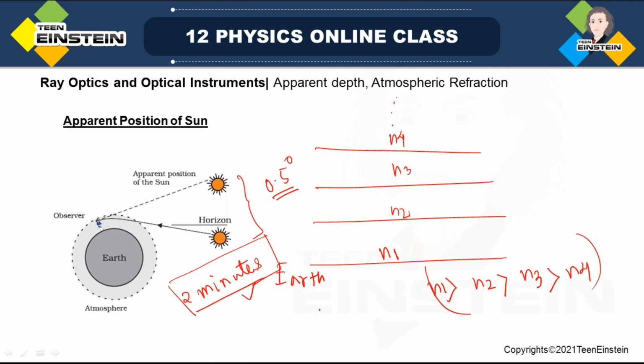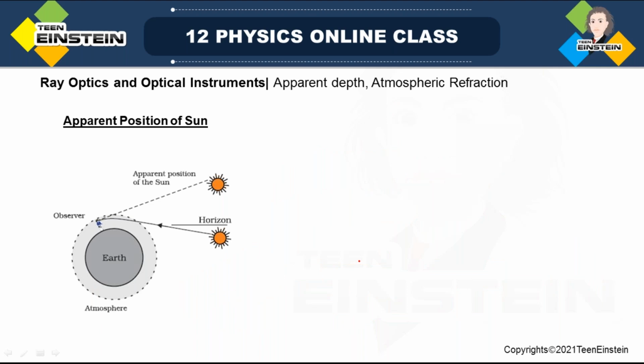So that's why each day has 4 minutes extra time. In the daytime you should see the sun for 12 hours, but we'll see an extra 4 minutes because of this refraction. Okay, so we'll go to the next topic.